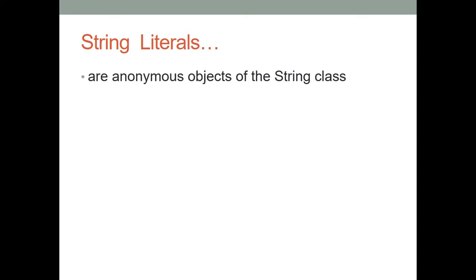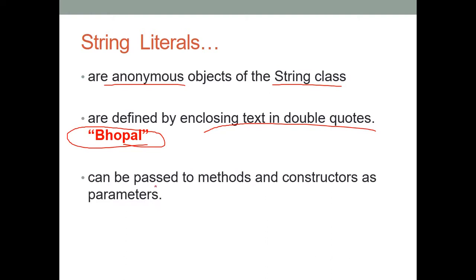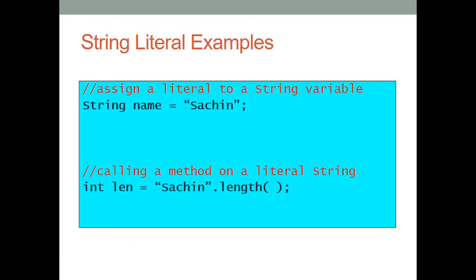Next, what are string literals? I think you know the object of the String class. String literals are defined by enclosing the text in double quotes. Whatever you put inside the double quotes and close, that is called a string literal. It can be passed to methods and constructors as a parameter. Yes, we can pass the data directly, and if we have a method, we can call it and pass this object directly, no doubt in that.